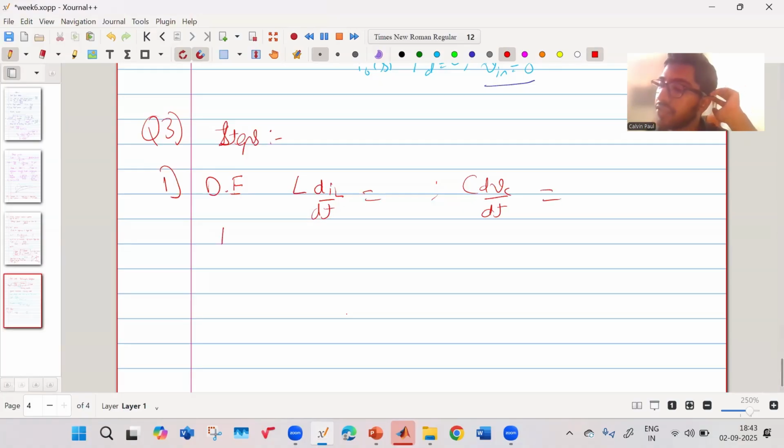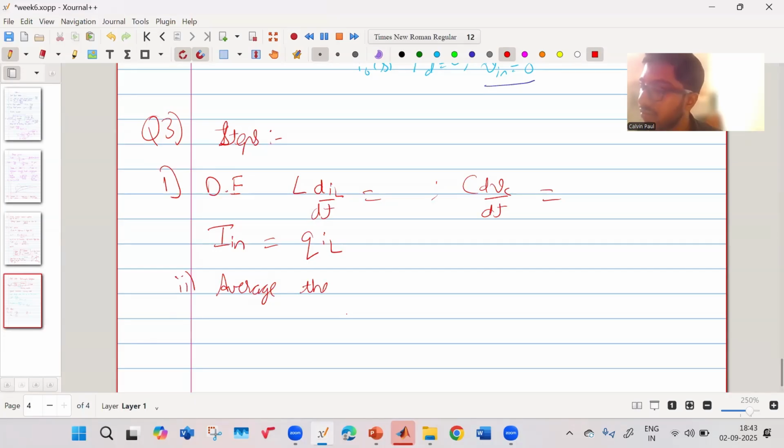You can have one equation for your input current also. That is some function of Q into IL. This is for buck. Q into IL or something like that. Once you get those equations, then you average the equations over a time period T, over the switching period.